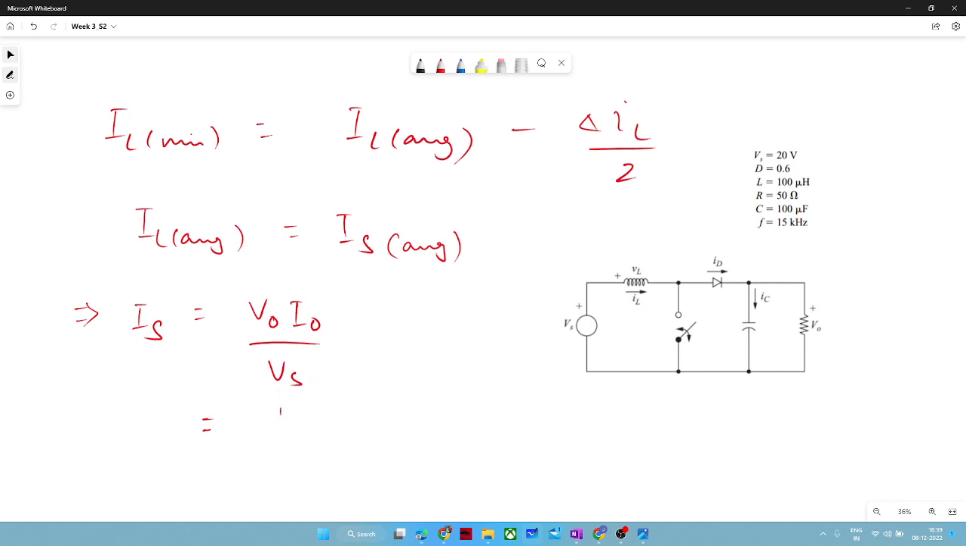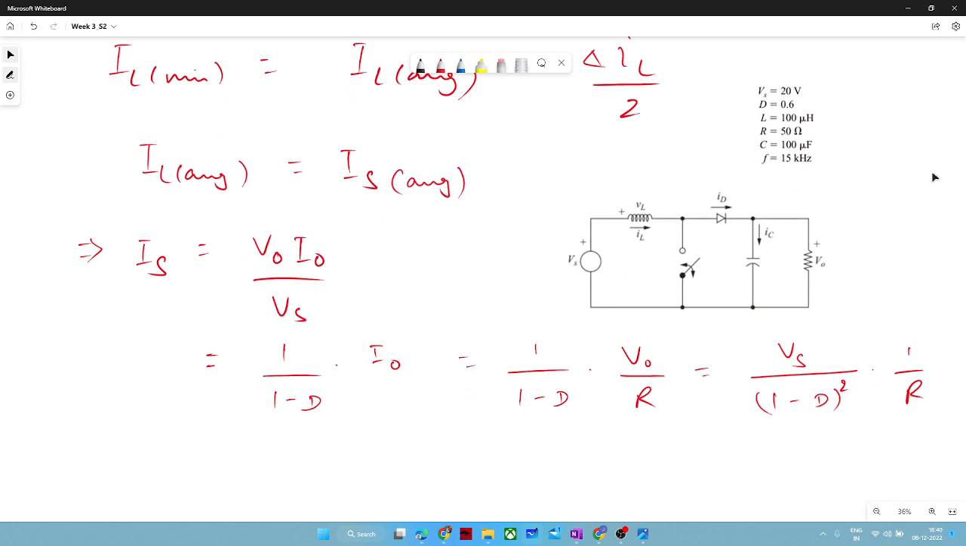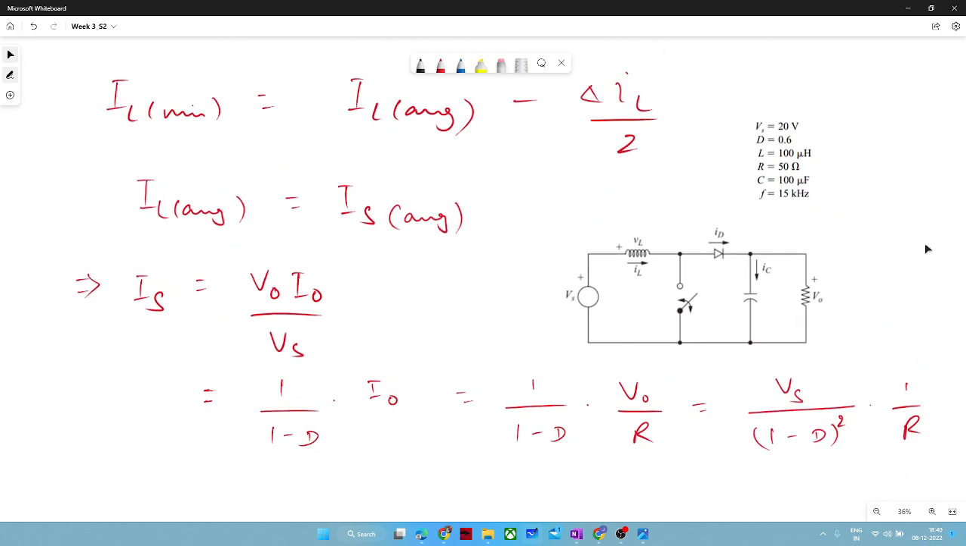So V naught by Vs is 1 minus D into I naught, and I naught will be again V naught by R, and V naught is again Vs by 1 minus D. It will become Vs by 1 minus D whole square into 1 by R. So now Vs is given, D is given, R is also given. Fine. Now we started from IL mean value.